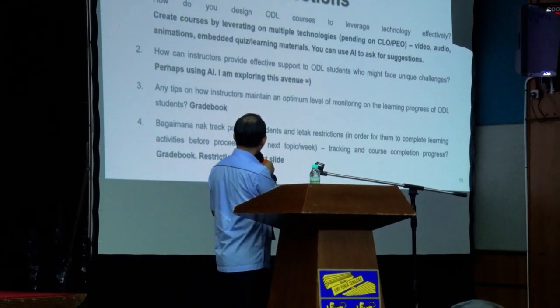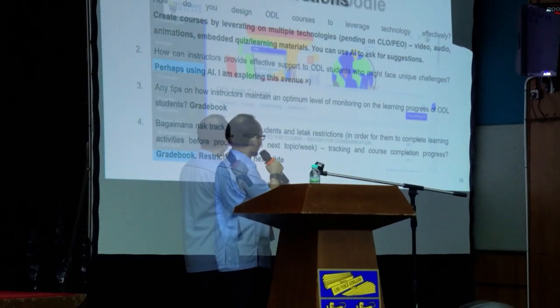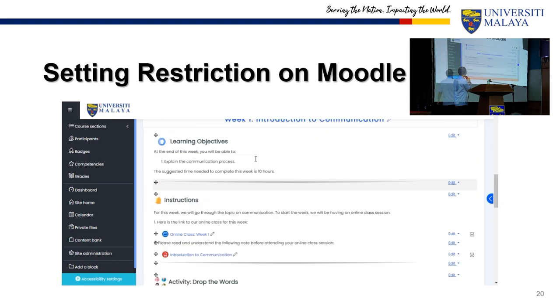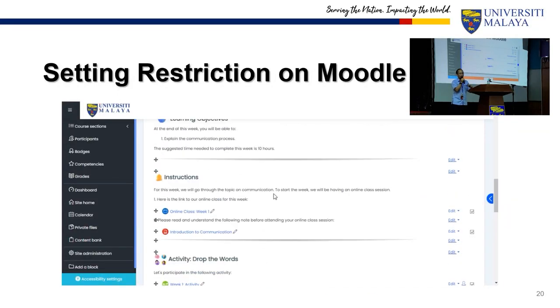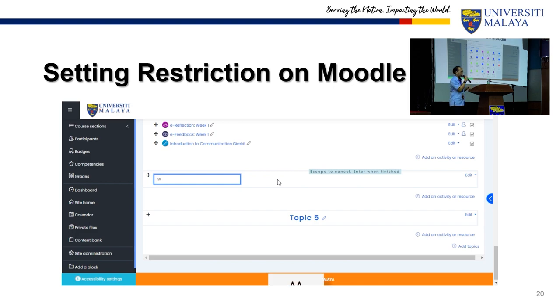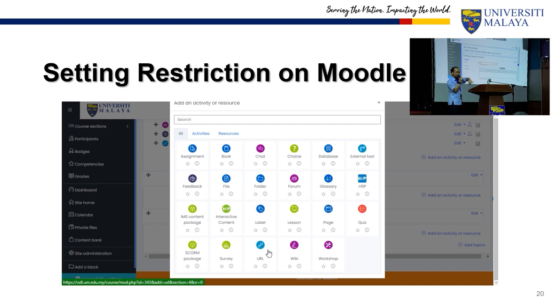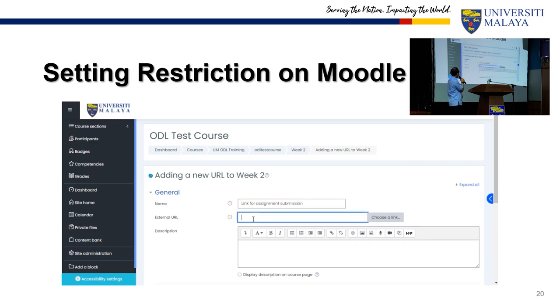Number four, how to track student progress and set restrictions? So track with the gradebook, and set restrictions. See the next slide. Say you want to set a restriction from week 2, so students need to complete everything from week 1 before they can proceed to week 2. What you can do is create all your contents first, and then under week 2, you can see down here, I will put a restriction.